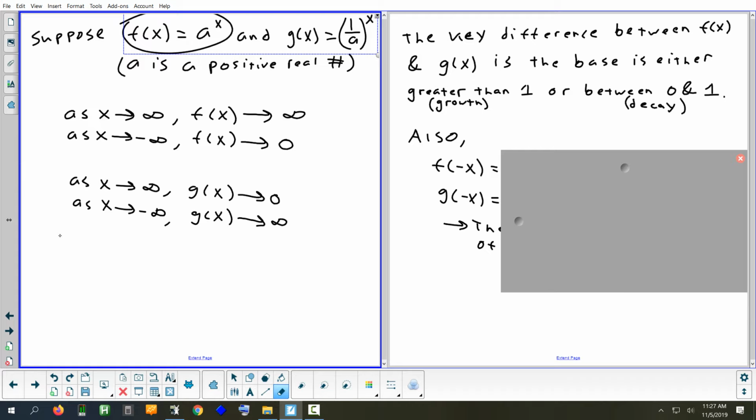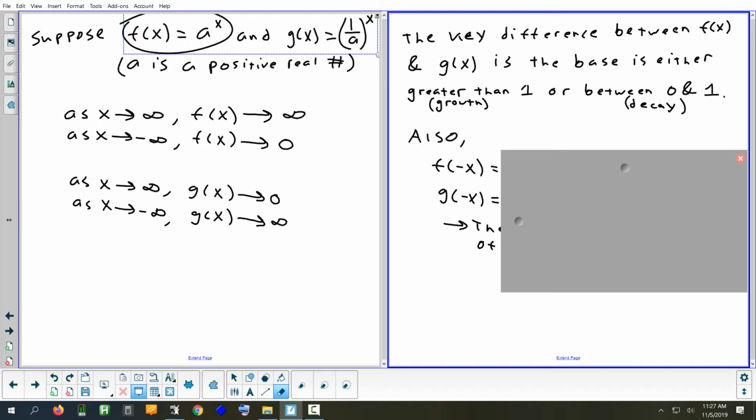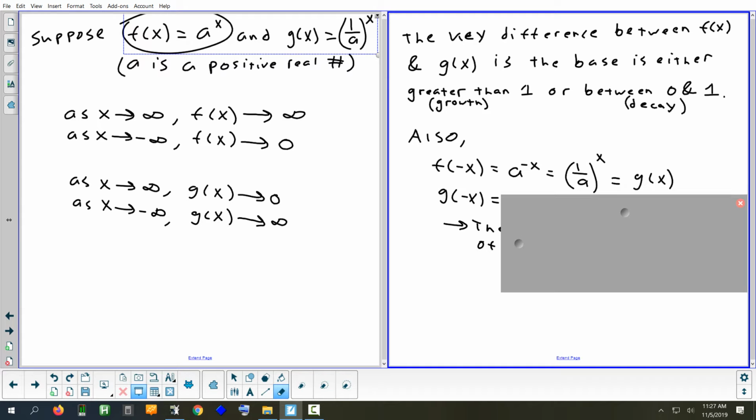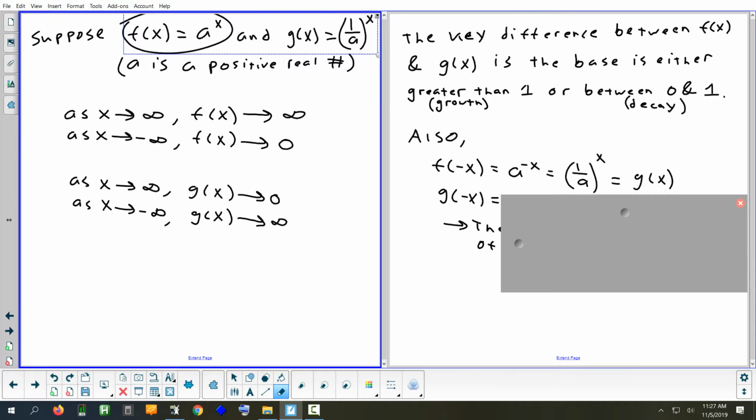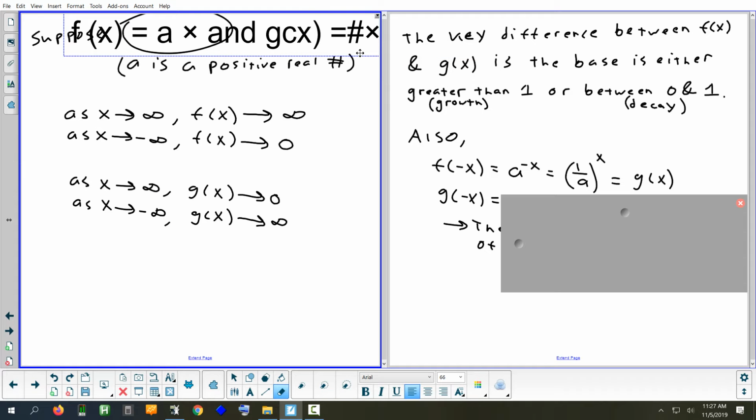Well, before we jump too far ahead, if you just plug in that for the variable, what would you have first? You'd have a to the negative x, which we just said a to the negative x is 1 over a to the x, but look what happened. That's the other function. So when you replace in f of x, if you change x to a negative, you get the other function.